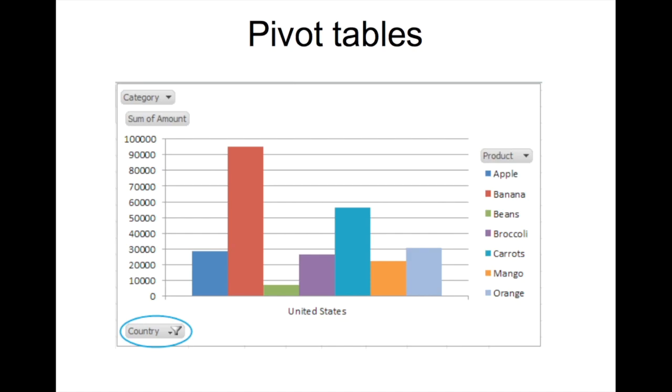Pivot tables, as I said, is a good option to use in Excel. There are different filters that can be added based on the data. There's a category filter here, country filter, and the product filter. Changing the filter will change the graph. So explore this option and see how you can use it in your stories.